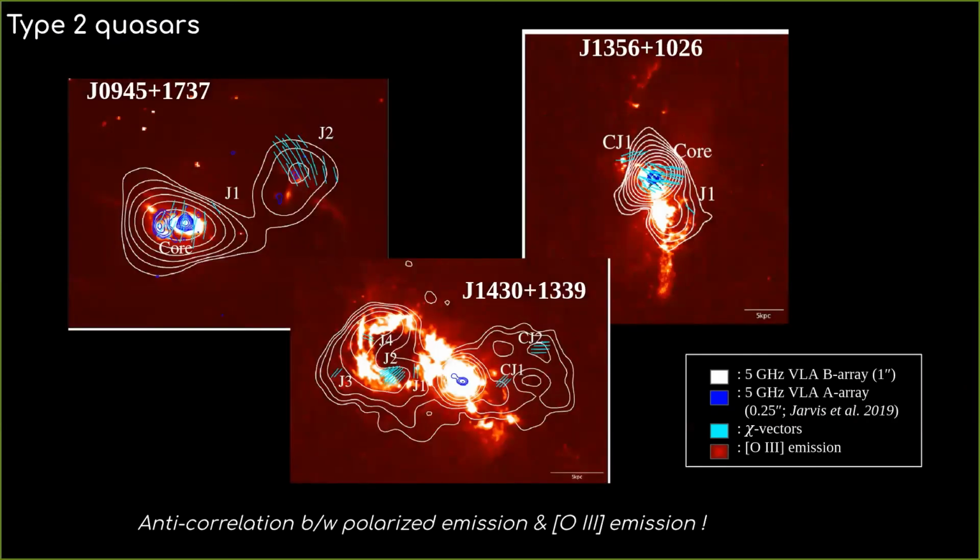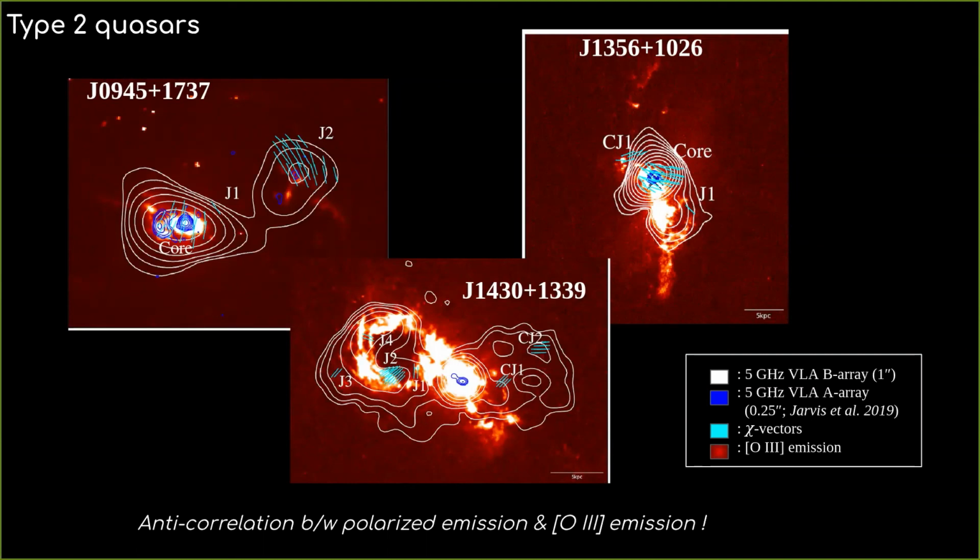Out of the 5 sources, we detect polarization in 4 sources, and here we present images of 3 of these sources. As already mentioned, these sources are known to show a spatial correlation between the radio emission and [O III] emission. We find an anti-correlation between various polarized knots and [O III] emission in the sources. Essentially, we find polarization in the jet lobe regions which have a dearth of [O III] emission, and a lack of polarization or an absence of polarization in regions dominated by [O III] emission.